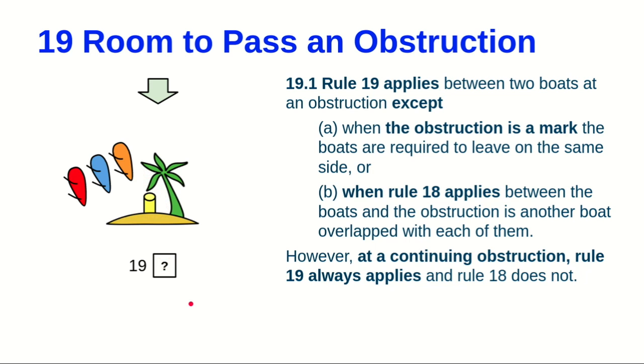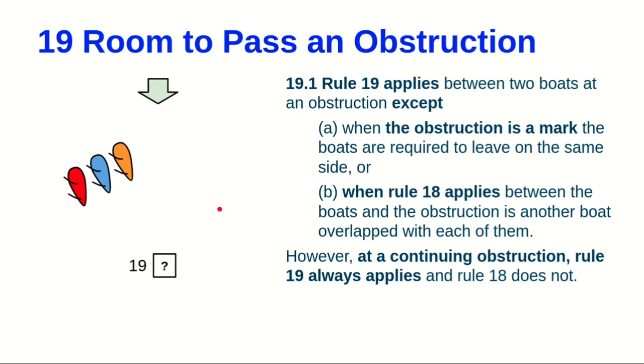Okay, what about now? If it's a mark, but it's also an island, or the island is the mark. Then we come to the final part. At a continuing obstruction, Rule 19 always applies and Rule 18 does not. So in this case, we're going to look at Rule 19 and not 18 when the mark is an island.